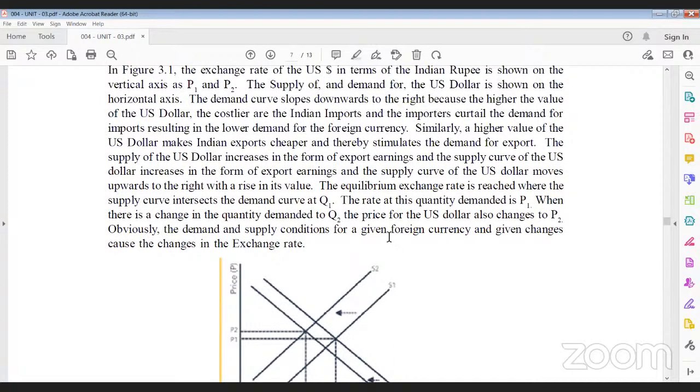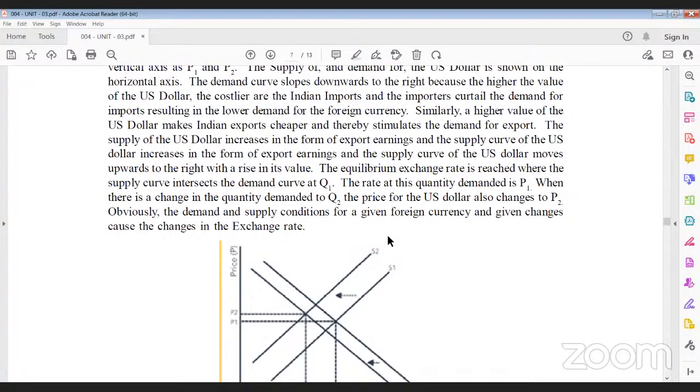Now, a higher value of the US dollar makes Indian exports cheaper. The more the US dollar's value increases, the lesser the exports would become. Thereby, this even stimulates the demand for exporting. The equilibrium exchange rate is where the supply curve intersects at Q1.